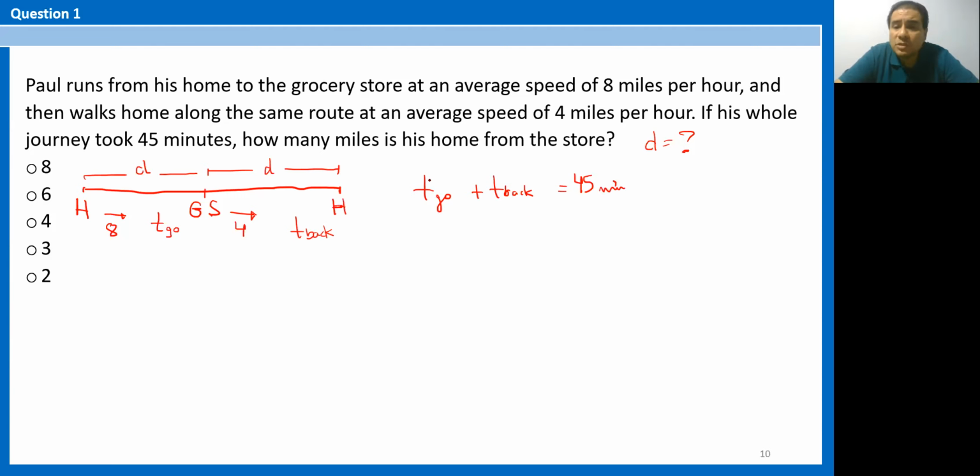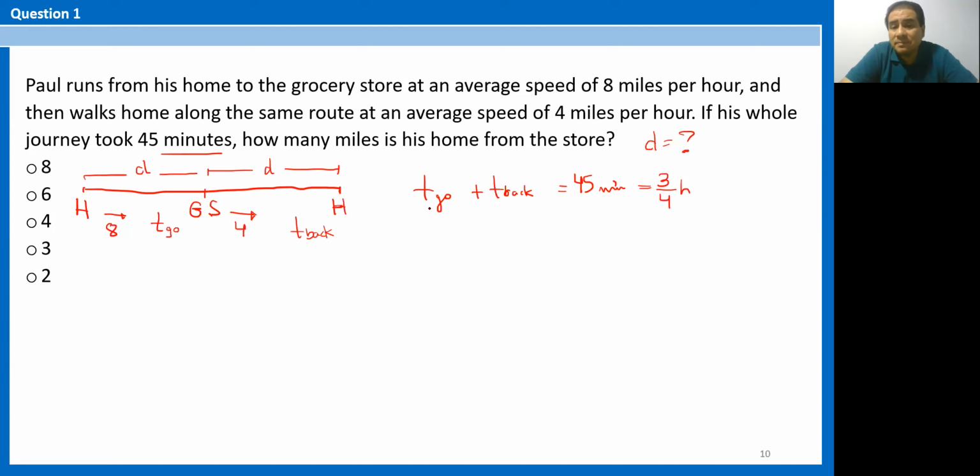But in order to use this expression as the base of our calculation, let's keep track of the units here. We're talking about miles per hour, and we're talking about minutes. So we either put the time unit in terms of hours or in terms of minutes. Let's say we use just hours. So this would be 3/4 of an hour.